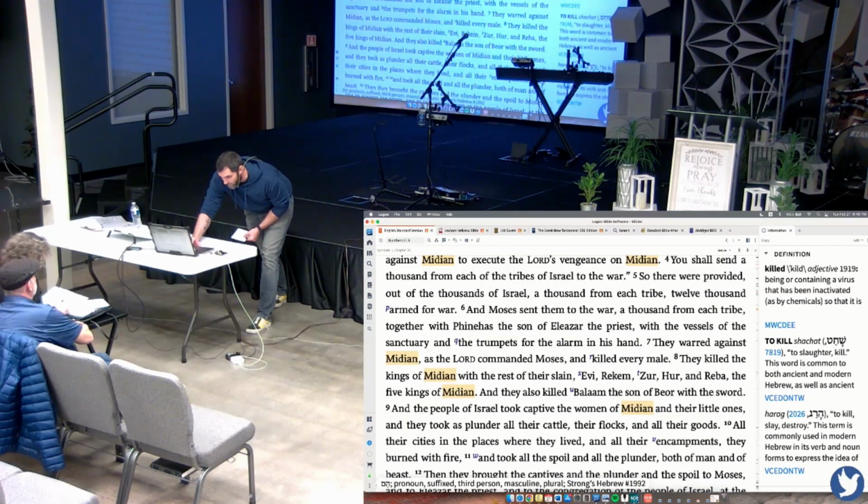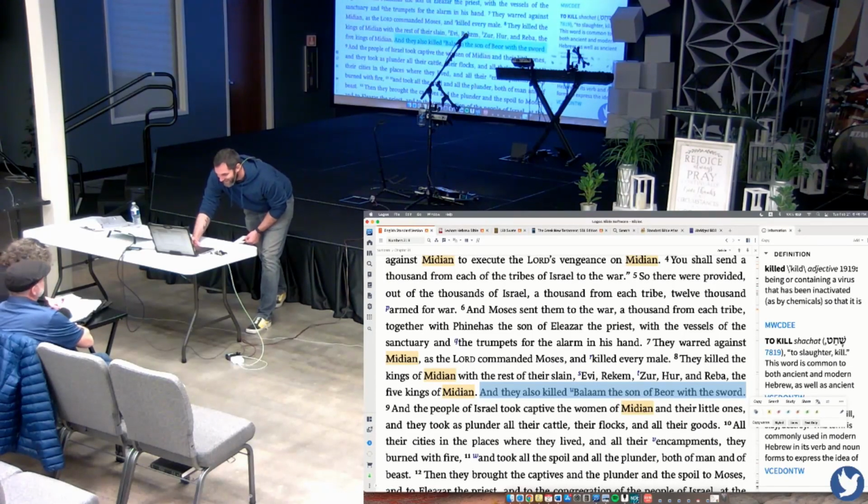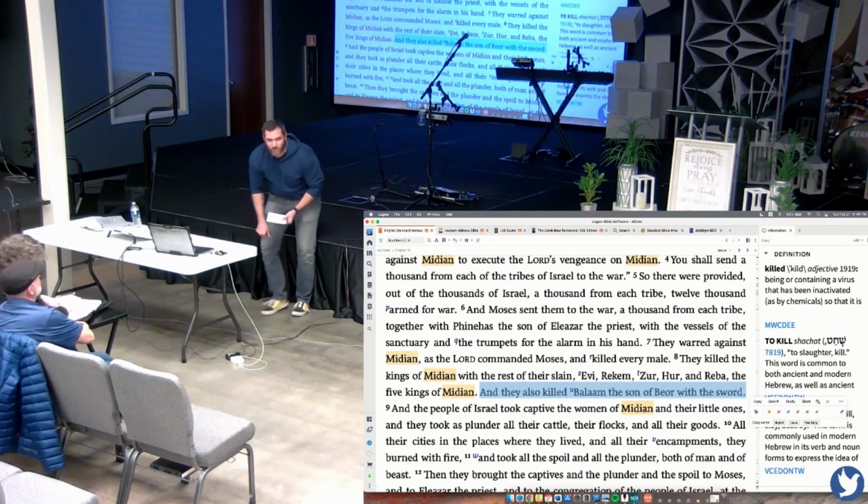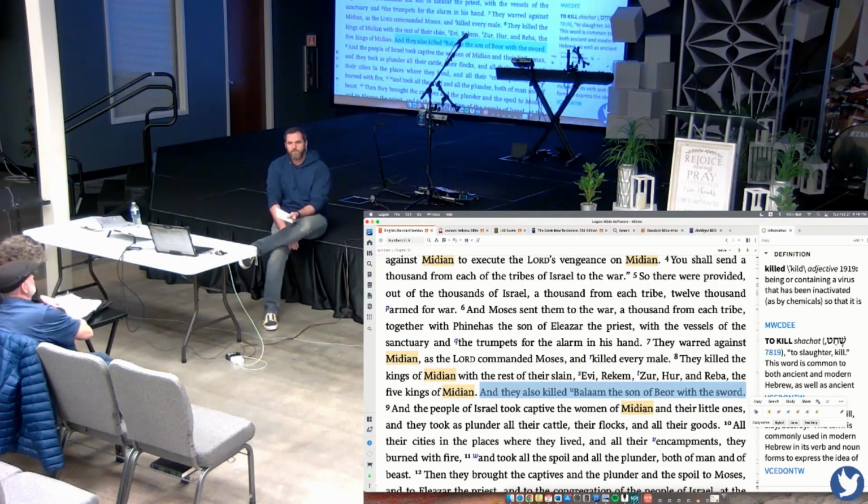And they kill the kings of Midian. With the rest of their slain, the kings are Evi, Rechem, Zur, Hur, and Reba. Probably not McIntyre. And they also killed Balaam, the son of Beor, with the sword.